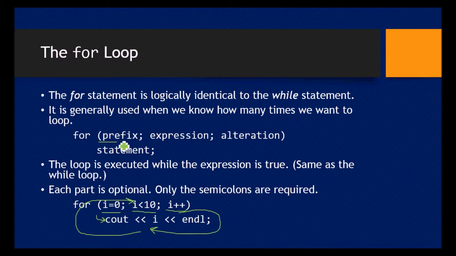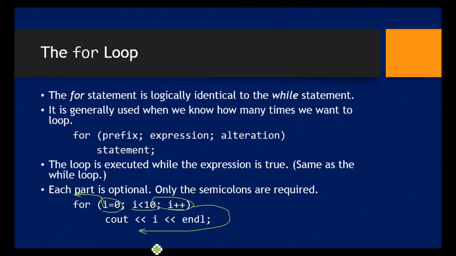The prefix part only runs once. That's not actually part of the loop. Think of this code as being before the loop. It runs once, it does not repeat. And then you have your expression just like a while, and then this code is at the end of the loop body. That's the syntax of a for loop. It looks different than the while loop, but again, it's logically the same.